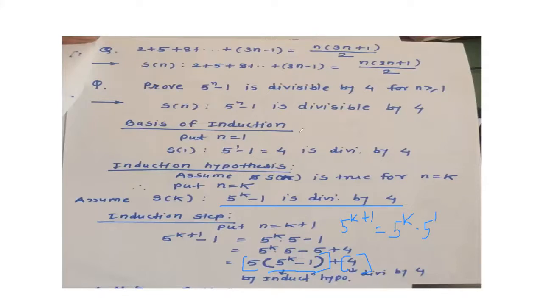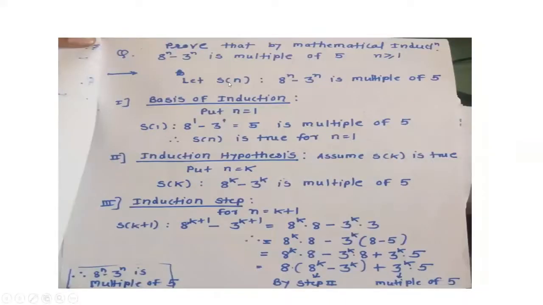So, next example. Prove by mathematical induction that 8 raised to n minus 3 raised to n is a multiple of 5, where n is greater than or equal to 1. Again, same here: S of n is 8 raised to n minus 3 raised to n is a multiple of 5.